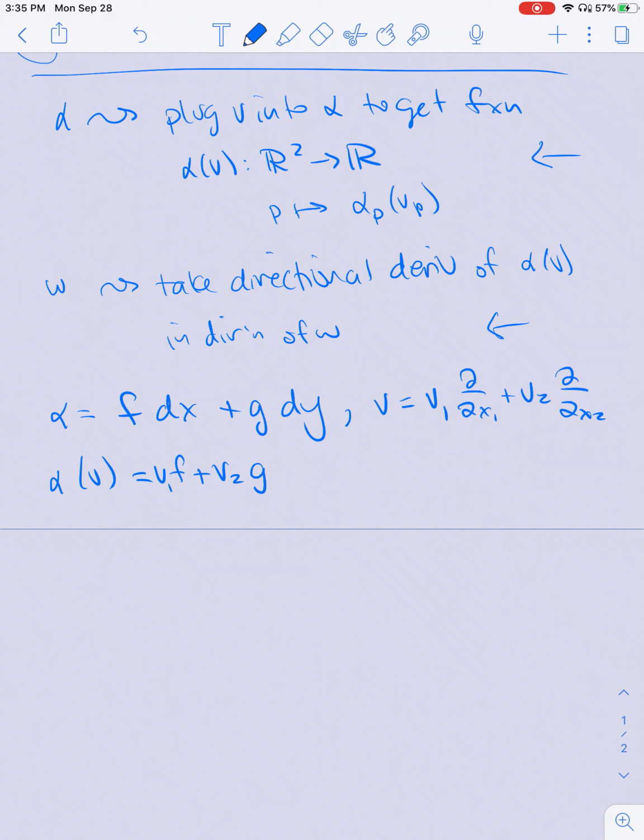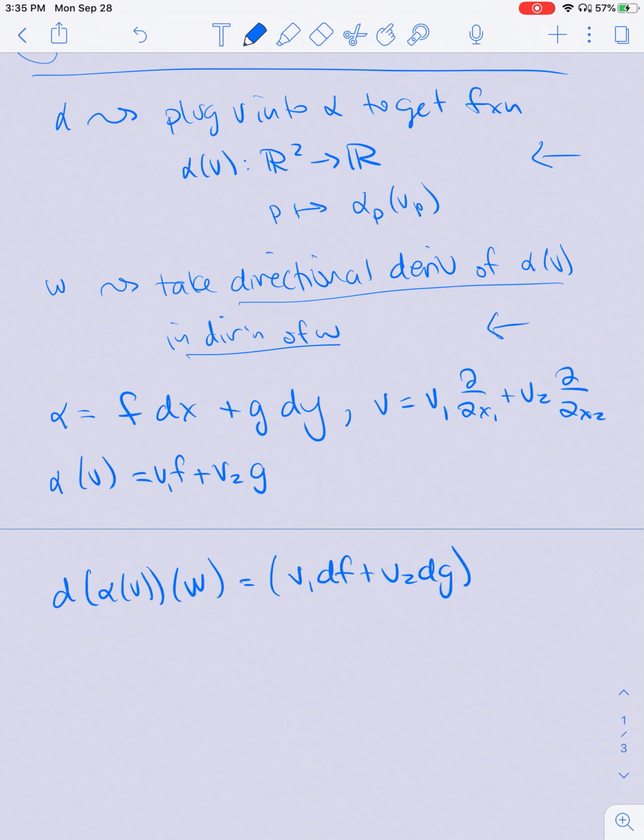And then when I want to compute the directional derivative of alpha of V in the direction of W, I should be taking d of alpha of V and applying it to W. So d of alpha of V is v1 df plus v2 dg, at W.